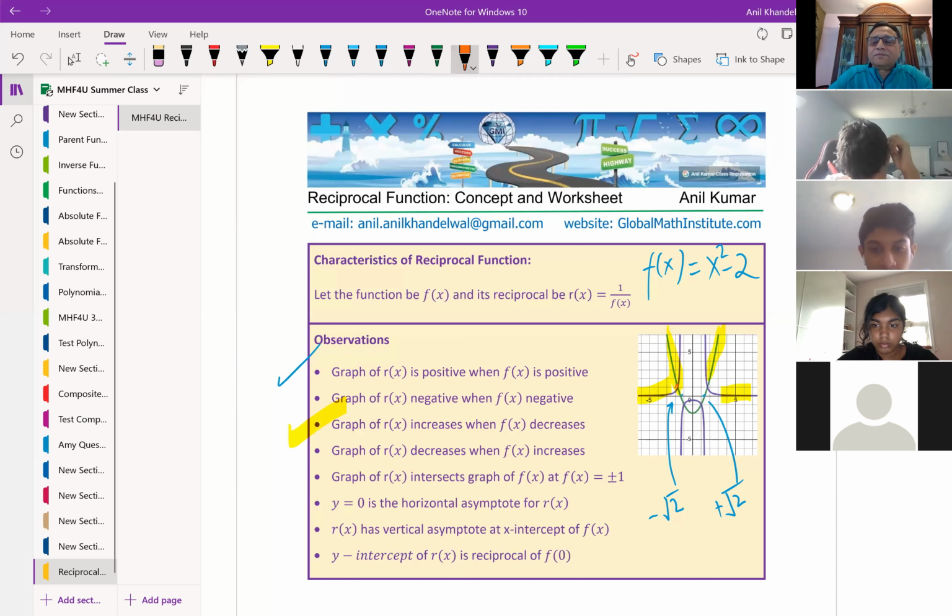Graph of R of x intersects a graph of f of x at f of x equals plus or minus 1. So these are the invariant points, right, sir? Do you see those 4 of them? Clear to everyone, correct? At plus and minus 1, we will have an invariant point common to both function and its reciprocal.